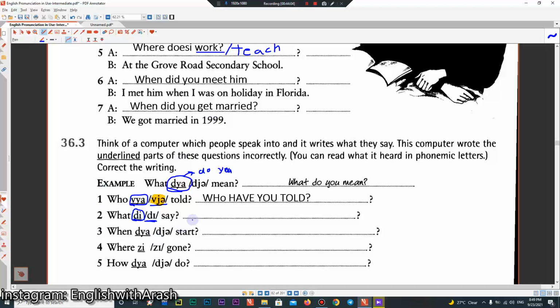Yes, did he is good. I think it's did he. So it's did he, probably. What did he say? That's so fast. I would say what did he say or what did he say. But anyway, let's go to the next one. When start.